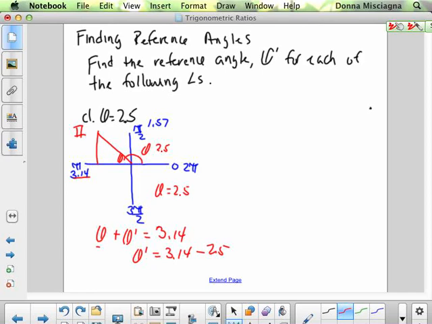I wish I had a calculator handy. So let's see. For some reason, decimals are hard for me to do in my head. All right, so if I add 0.5, I'll be up to 3, and then I need another 0.14. So 0.64. There we go. So our reference angle right here is 0.64, a little unique one there.